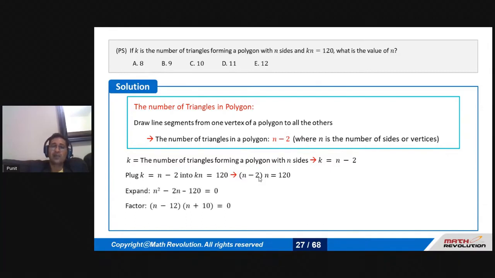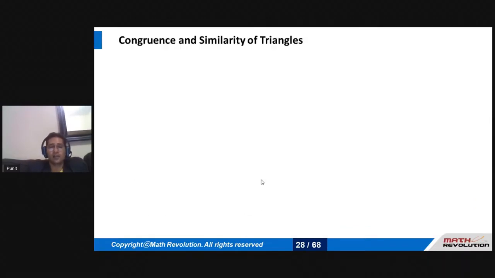You could either expand it and factorize, or try picking an option and working it out. Both work. Over here, if you put n equals 12, 12 minus 2 is 10, and 10 times 12 is 120. So E becomes a direct option if you just plug in the values. Rather than forming a quadratic equation, we could get n equals 12 or minus 10. n equals 12, because it has to be positive, as we cannot consider the negative.